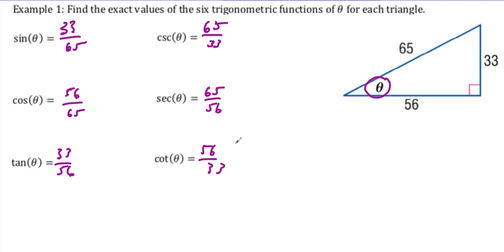Now, a lot of people don't like this fact that cosecant is the reciprocal of sine. They're thinking, well, why can't it be with cosine? That way I can remember it easier. Well, it's because math teachers are evil.